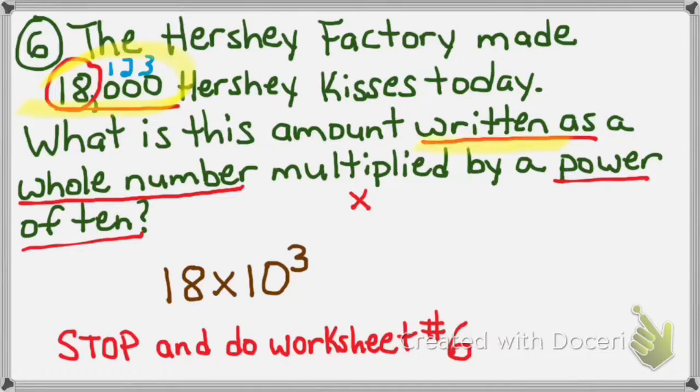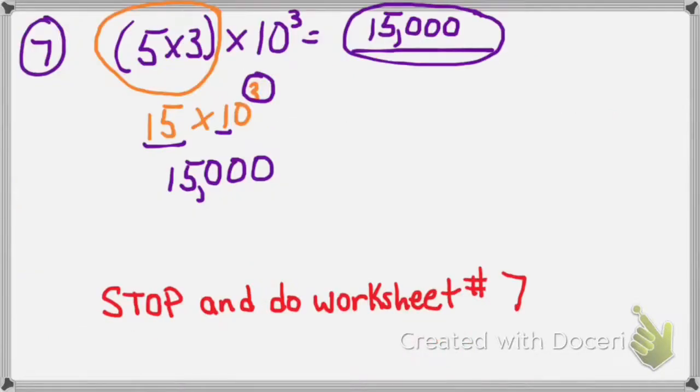When I'm given a word problem with a number, and it tells me to write it as a whole number multiplied by a power of 10, I find my basic fact, in this case 18, and I write that down times 10, because it's a power of 10, and however many zeros I have, that's my exponent. In this case, there were 3 zeros, so I'm going to say 10 to the third power.